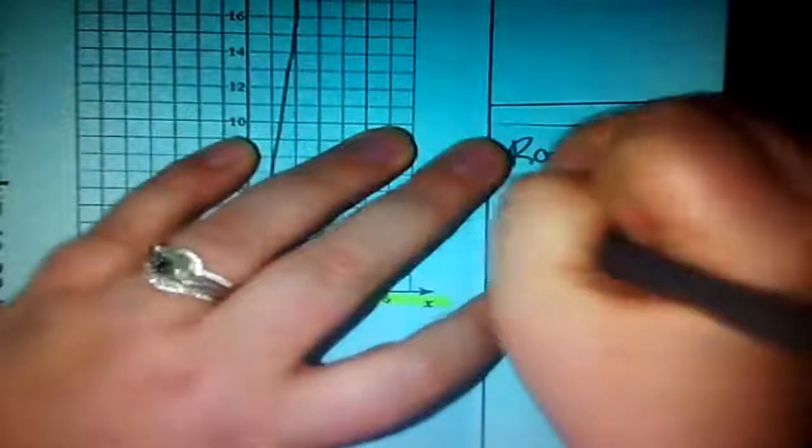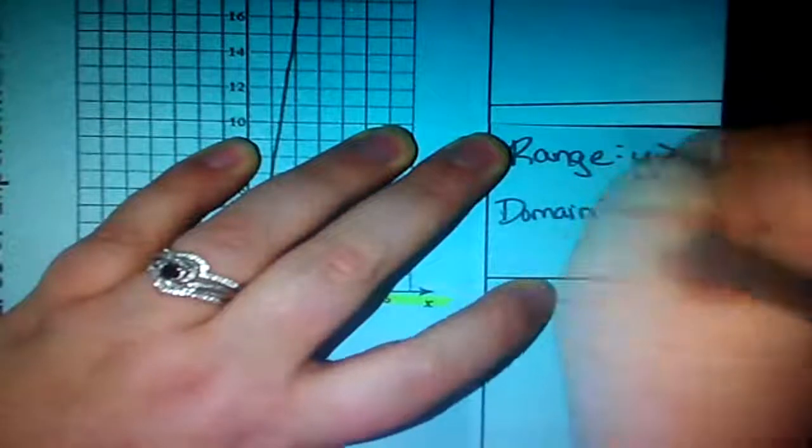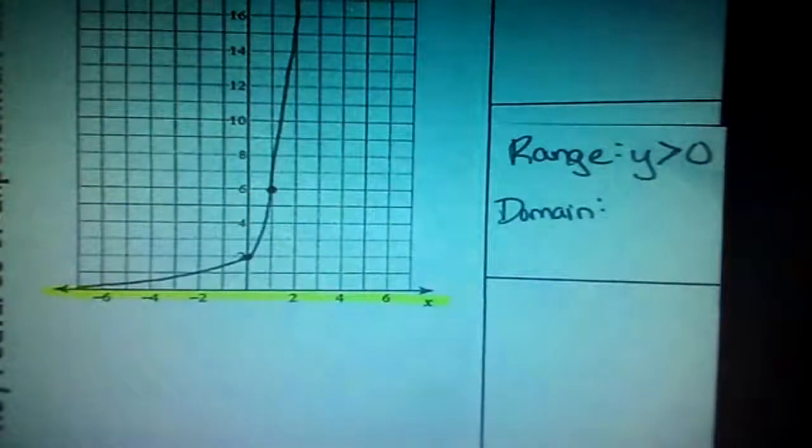Okay, so we know what our range is. What we haven't talked about yet is domain. Domain is my x's. So how far is my graph going to the left? Just because that's what's on my graph does not mean we've stopped. It's going from negative infinity, and it's going to grow and grow and grow. It's going to positive infinity. So an exponential.